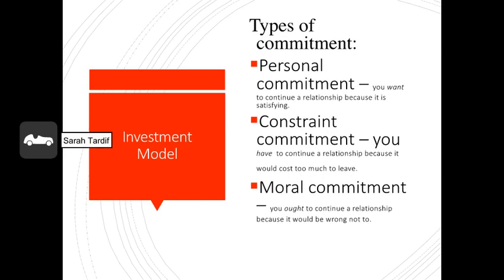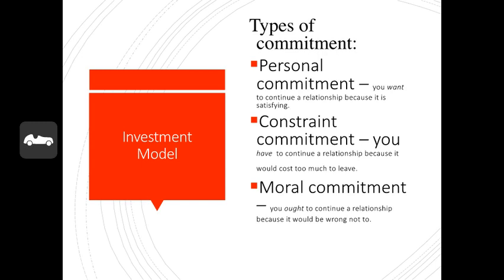Another contribution or addition of the investment model towards social exchange theory, extending it beyond interdependence theory, is that it not only says that commitment is what predicts stability, but also it breaks out types of commitment. So these three types of commitment feel different, and there may be value in distinguishing them from one another. And so they are personal, constraint, and moral commitment.